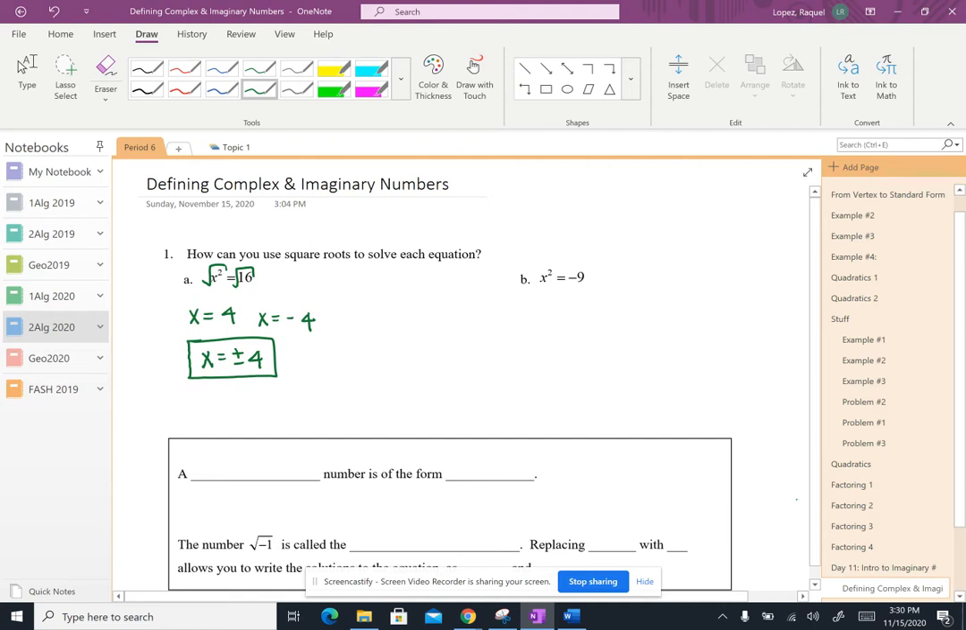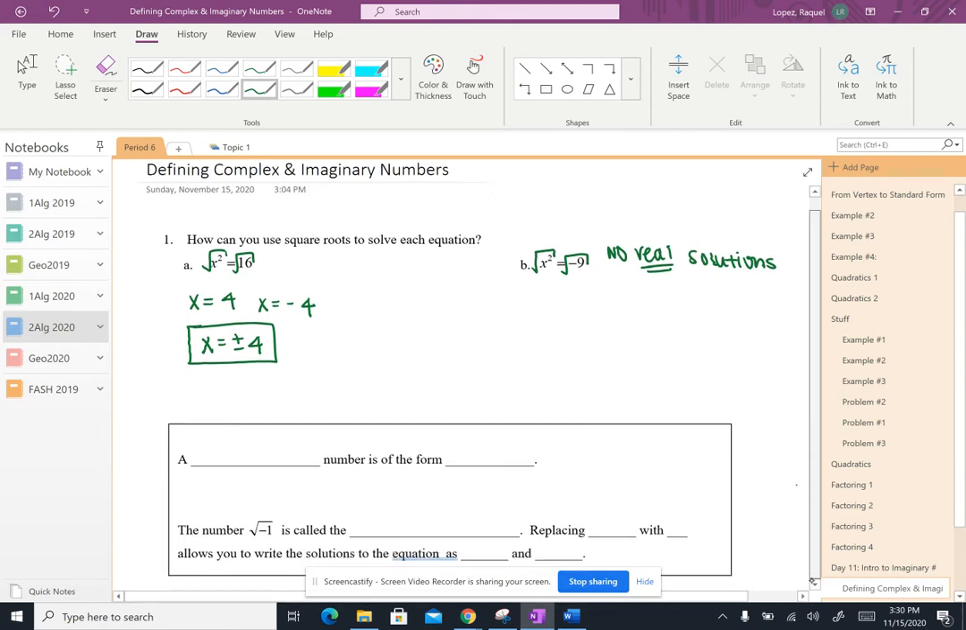Okay, now let's take a look at part B. So part B, we're going to follow a similar process. We're going to start off by taking the square root of both sides. Oh, but when I do that, I am actually seeing that I'm taking the square root of a negative 9. So right here, we're going to go ahead and write no real solutions, because I don't have the tools right now to take the square root of a negative number. But that's where complex and imaginary numbers come in.